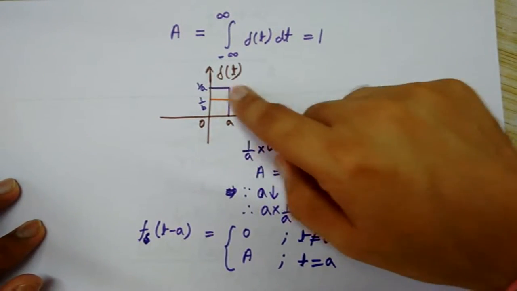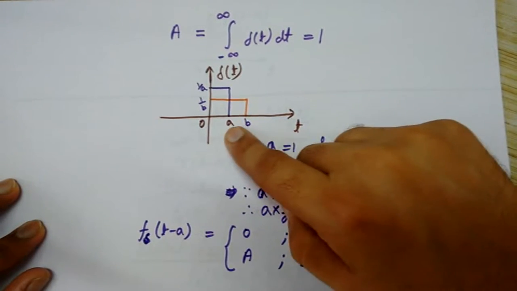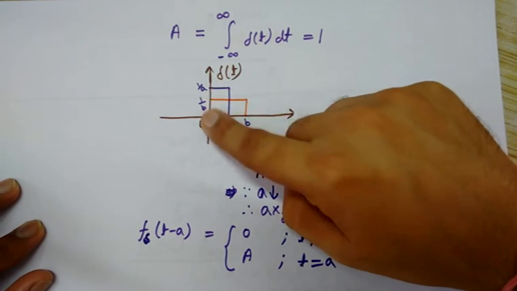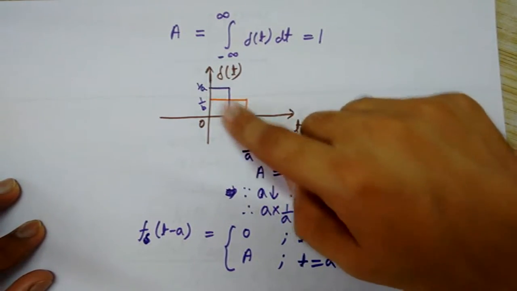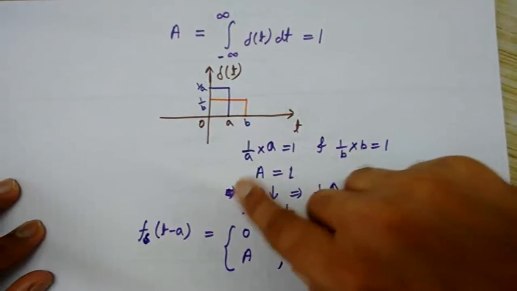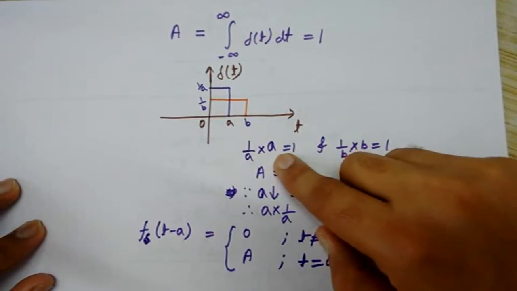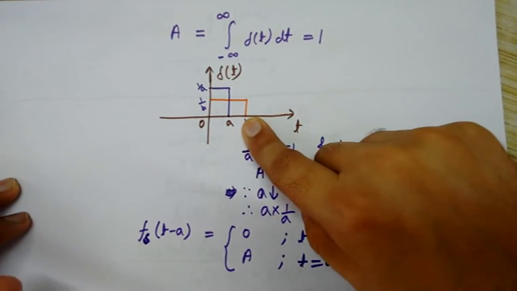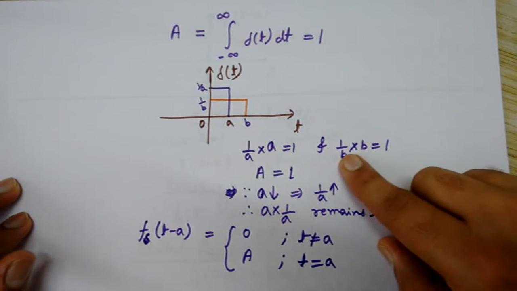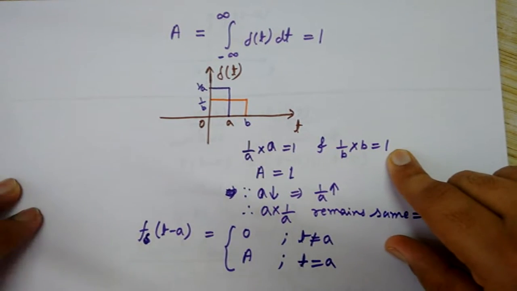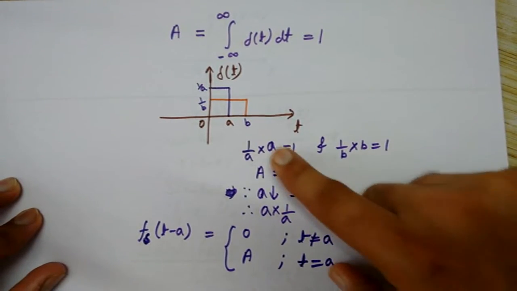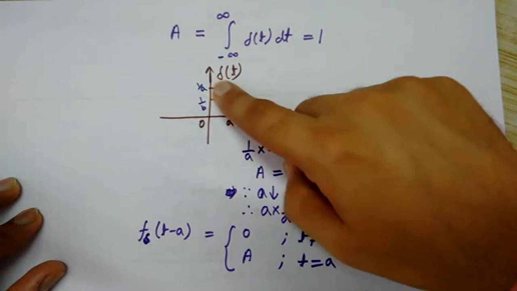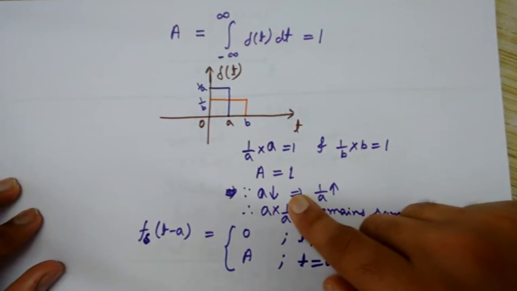I have drawn here two rectangular shapes. Here it is a on the x-axis, and on the y-axis its height is 1 by a. So if I multiply this blue rectangle, then its area will be 1 by a into a, equals 1. Similarly, the area of this orange rectangle would be 1 by b into b, equals 1. So the area of both rectangles is 1 each.